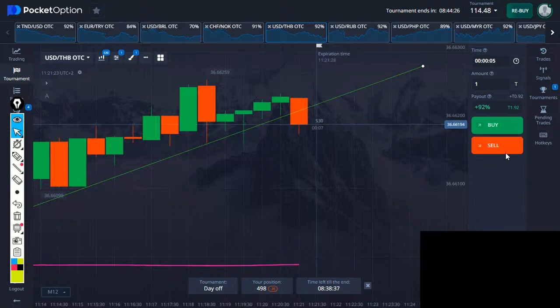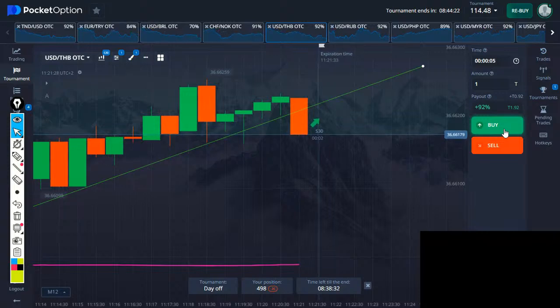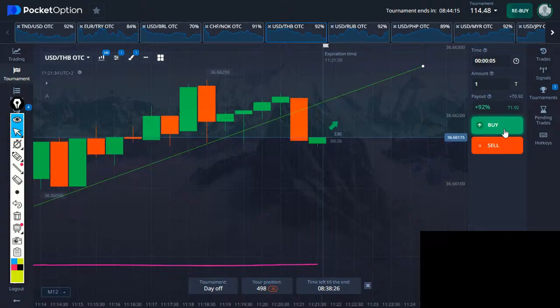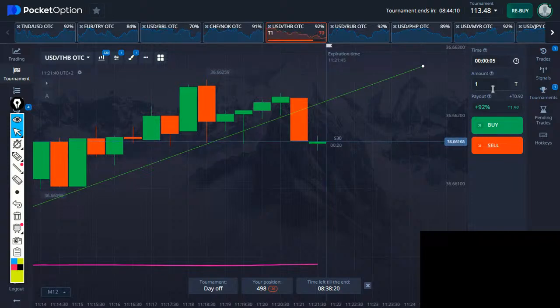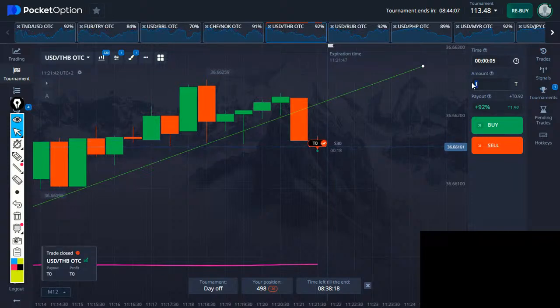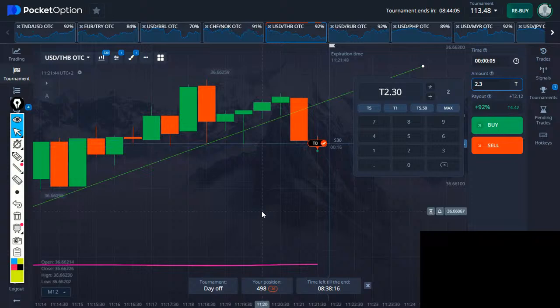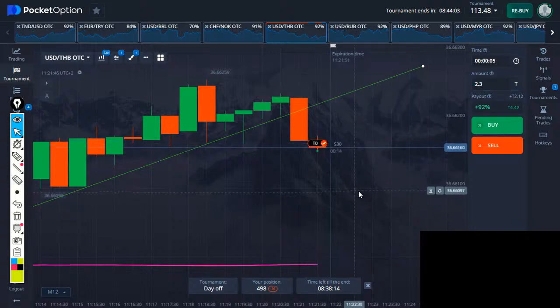Let me see green. Next bar open. Nope, we have a red. We have a green. Green, we go for a buy. And we will have a win. Nope, it's a loss. 2.3, you add your trading amount as per your Excel sheet.